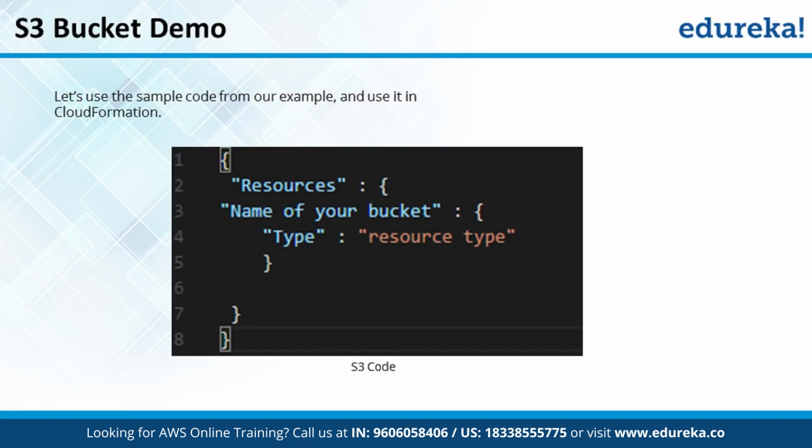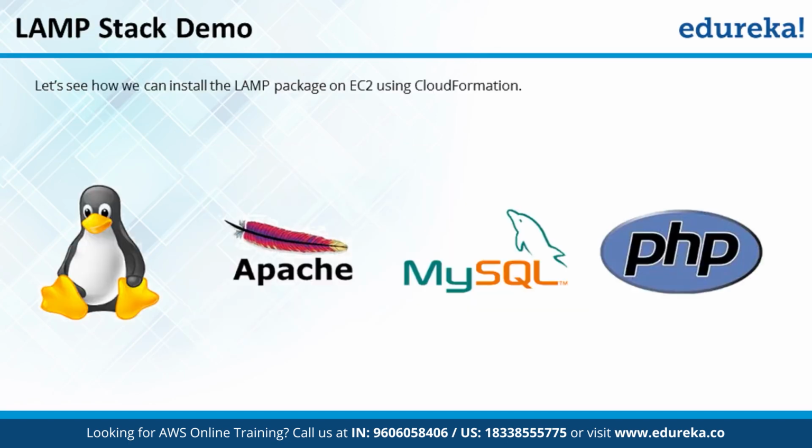Let's see what our second demonstration is all about. Now we'll be creating an EC2 instance in which we'll be deploying the LAMP stack, which means in that EC2 instance, you'll be installing Linux, Apache, MySQL, and PHP as well, right? So let's see how we will do that.